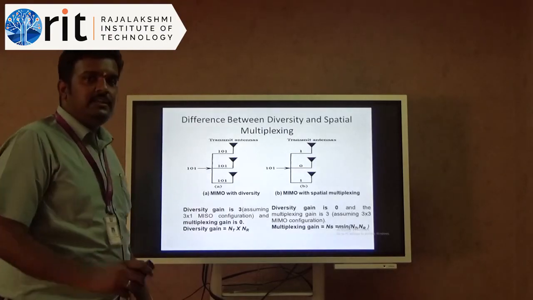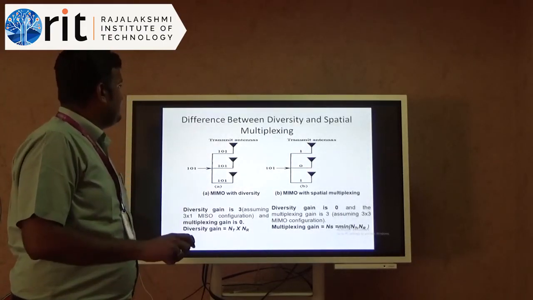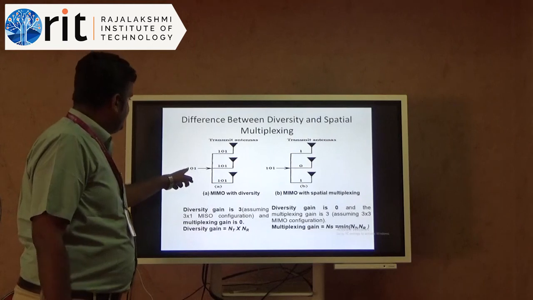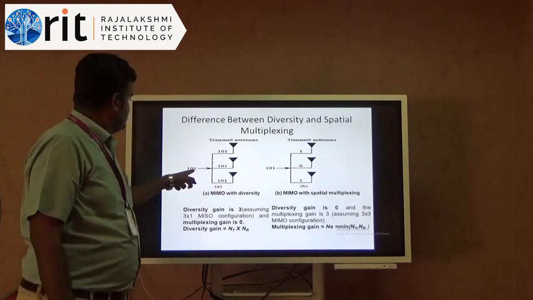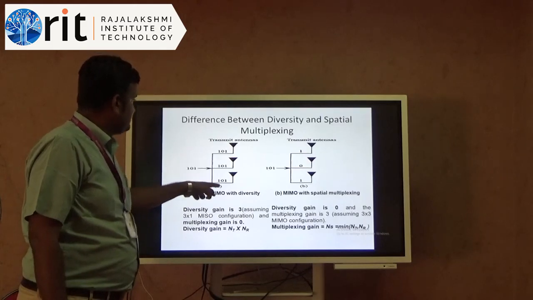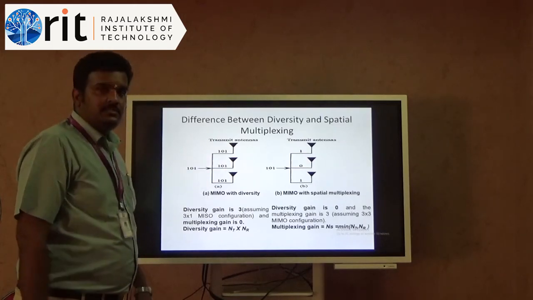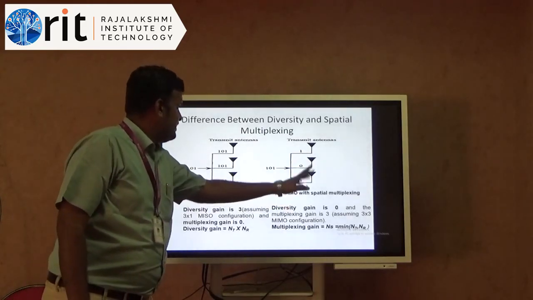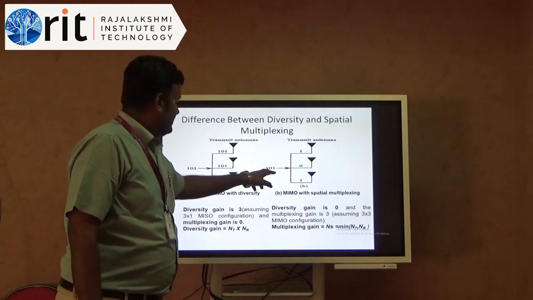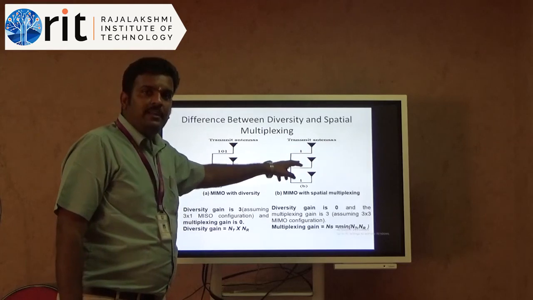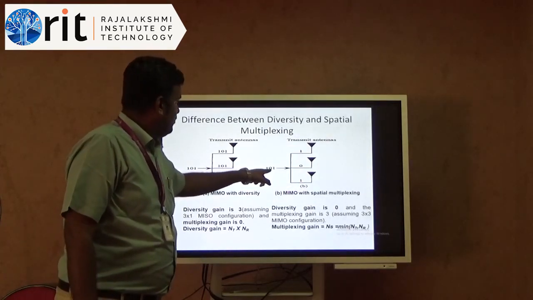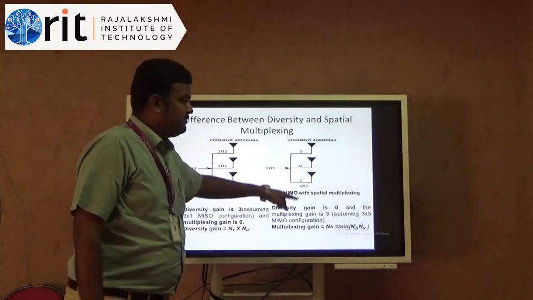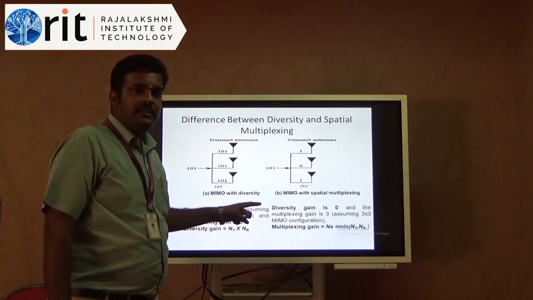So let us discuss in detail the difference between diversity and spatial multiplexing. In case of diversity, we are transmitting the same data through different antennas. So here a data stream 101 is taken and the same data is transmitted by different antennas. So this is diversity. And in the case of spatial multiplexing, the high bit rate data stream is divided into parallel streams. So here we have a bit stream, supposed to be 101, and that bit stream is divided into 3 parallel streams, and each stream is transmitted by a different antenna.